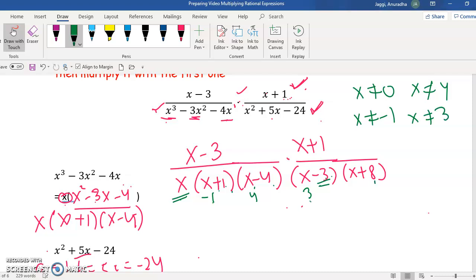And again, it is a positive 8. So a negative 8 plus 8. Because if you put x plus 8 equals 0, x becomes negative 8. So x cannot be equal to negative 8. So these are my restrictions.